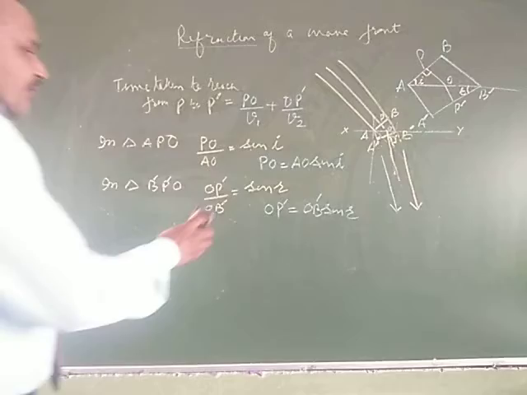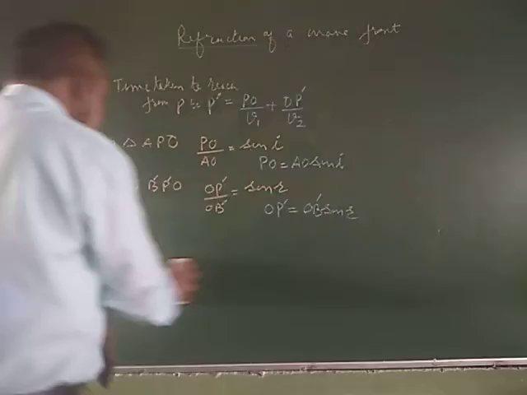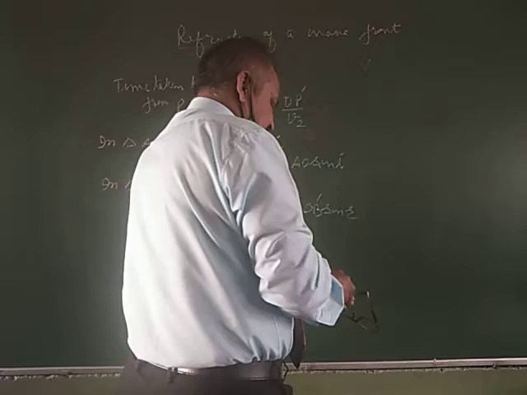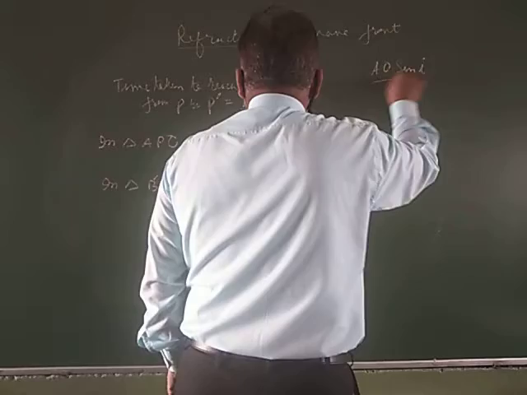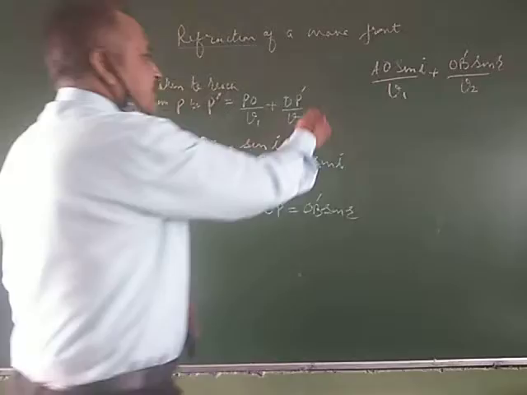Good. Now we can substitute these values here. Now I don't want the diagram, so I am just going to rub it out. When I put these values, what do I get? The time is AO sine of I over V1 plus OB dash sine of R over V2. So this is the time. Is it clear, my dear friends?